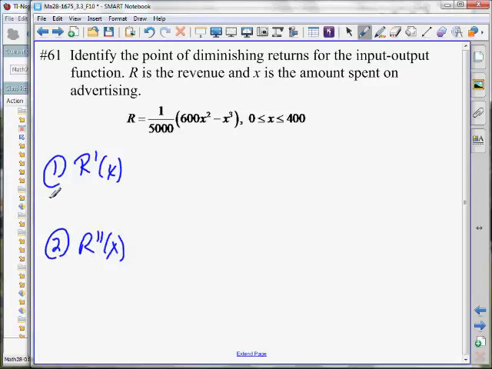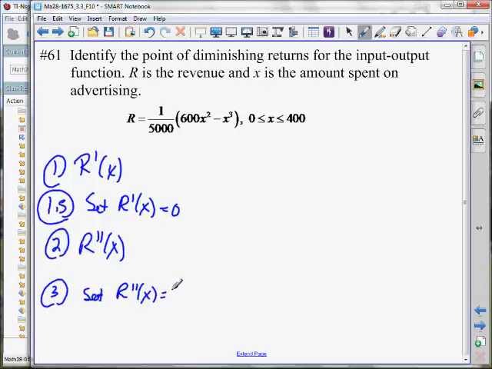Now, I would insert in here a 1.5 step. I would set this equal to 0 and find those zeros just in case we end up with a 0 of the first derivative as a 0 of the second derivative. And if we do, we really have to go back and look at that as a sign chart. And then our third step would be to set the second derivative equal to 0. Okay, there's your plan. Do we really need to go through this problem? It's just like all the others, isn't it?